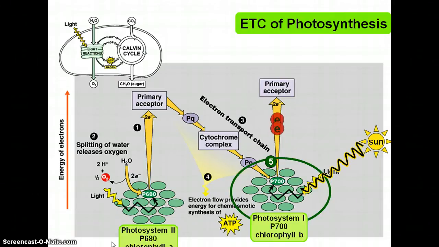So we're going to see the same thing happen here where the electrons get excited and they're passed up to a higher primary acceptor state. And then those electrons that have to be replaced by the chlorophyll molecules are replaced from that first electron transport chain that we have going on right here. So this is going to provide electrons to replace those that have been raised and put on this primary acceptor molecule by the energy of the sun.